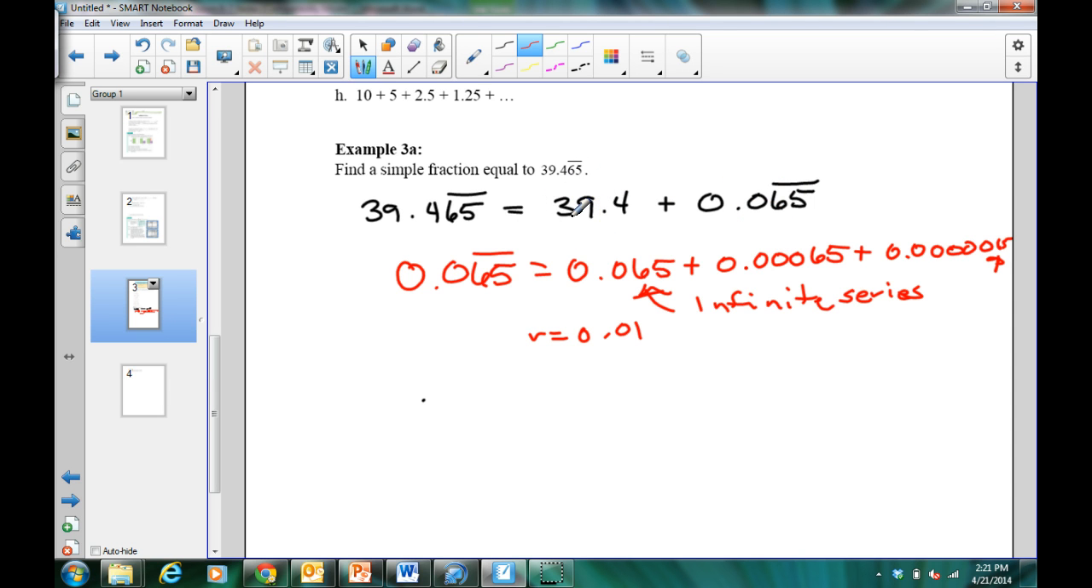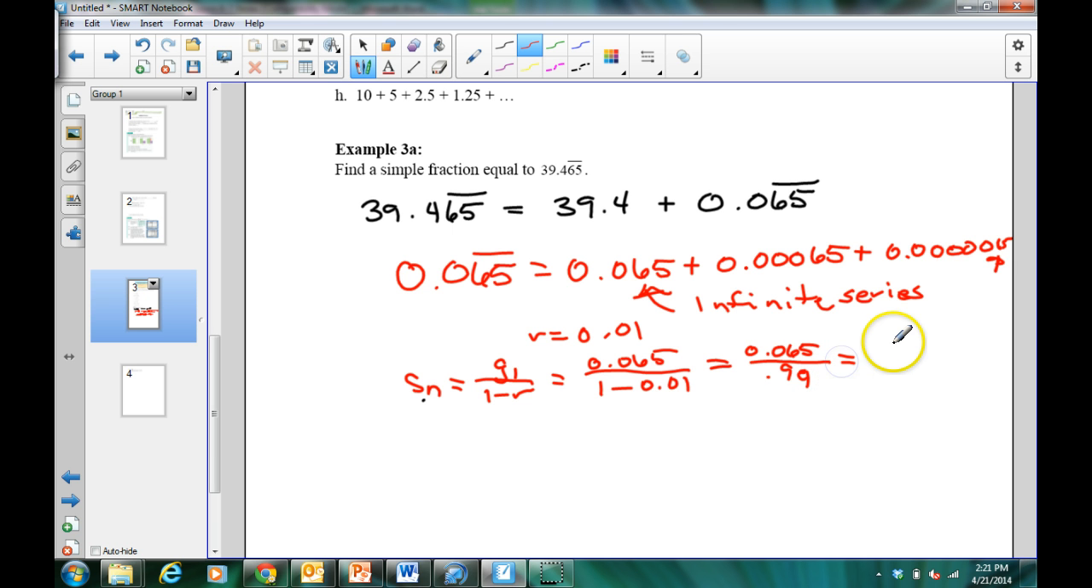So that being said, I can find the summation of my infinite series here by taking g sub 1 divided by 1 minus r. So what is g sub 1 here? 0.65, yep. And I'm going to take 1 minus 0.01. So if I were to write this out, I have 0.65 over 0.99, and then that would be the same thing as saying 65 over 9900.